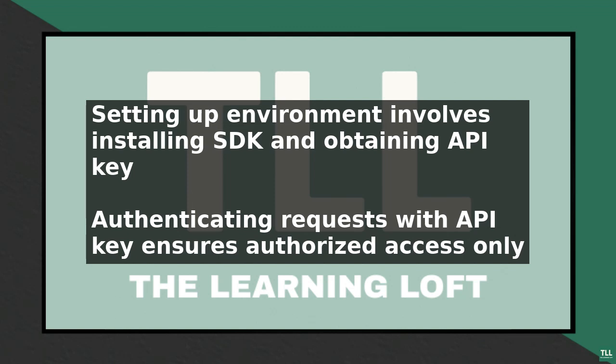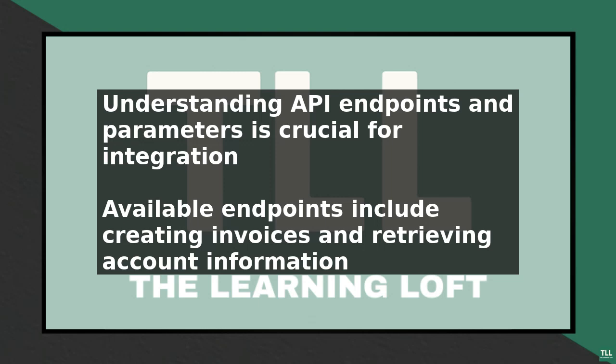Step 1. Setting up your environment. To start using the Bill.com API SDK, you need to set up your environment by installing the SDK and obtaining an API key. The API key is used to authenticate your requests and ensure that only authorized applications can access your account.